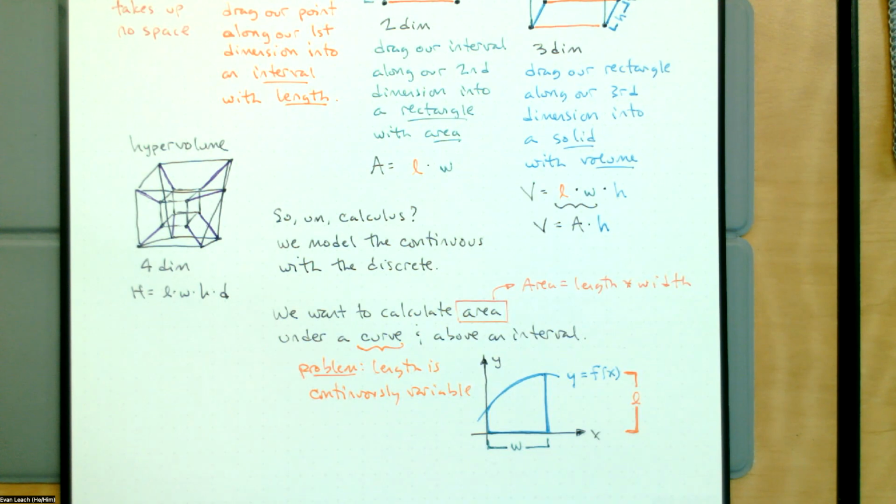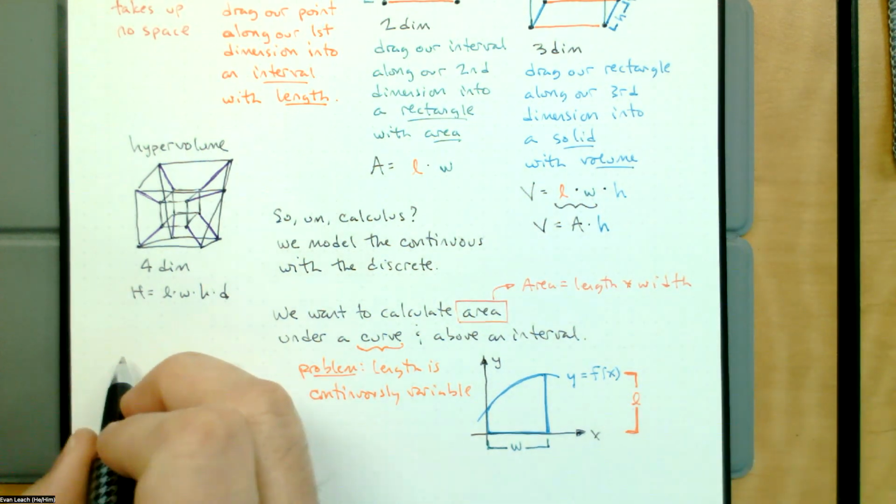So this is the job for calculus. Calculus is how we deal with things that are continuously variable. What happens when things are continuously changing? I want to do length times width, but one of my factors is continuously variable. That's a problem. So let's think about what happens if we want to do multiplication, but things are just different.